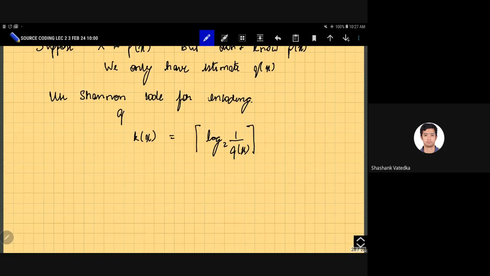But what is the expected length equal to? The expected length. So what is this equal to?